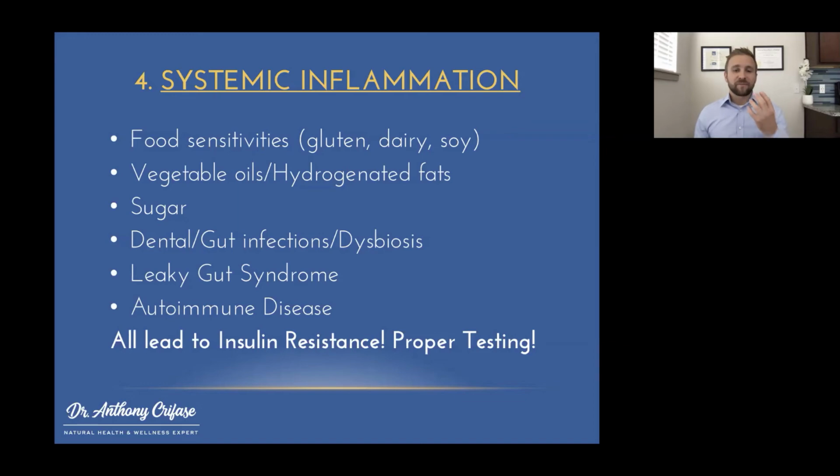You see, your mouth is directly related to and is part of your digestive system. So your digestive tract is made up of your mouth, esophagus, stomach, small intestine, large intestine, colon, and anus. So the entire digestive tract can be impacted. If one area is impacted, the rest can be impacted. Leaky gut syndrome, which is known as hyperpermeability, and autoimmune disease. These all lead to insulin resistance and all need to be checked via proper testing.